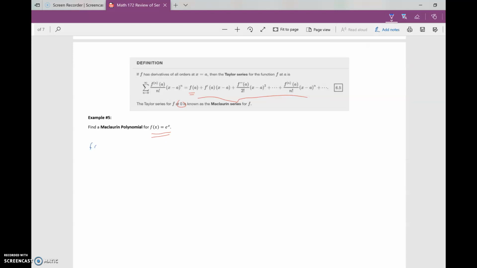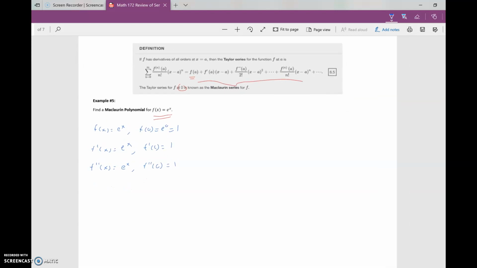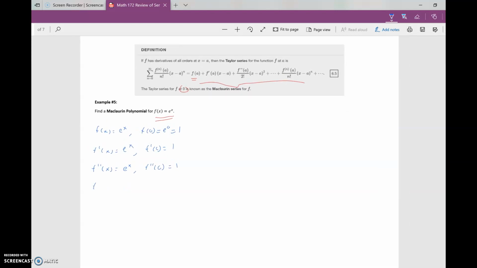So we're looking at f of x is equal to e to the x. f of 0 is equal to e to the 0, which is 1. Then the first derivative of e to the x is technically e to the x, so f prime of 0 is 1. f double prime is equal to e to the x as well, so f double prime of 0 is going to be 1. And let me just get an additional term so that you guys see the pattern. Then f triple prime of x is also equal to e to the x, and f triple prime of 0 is equal to 1.